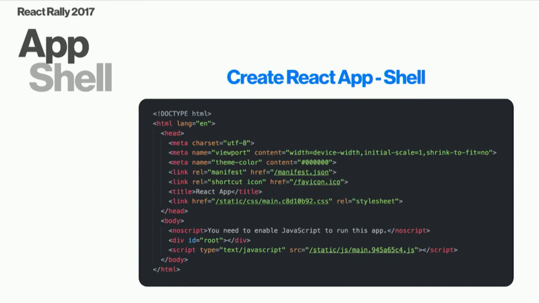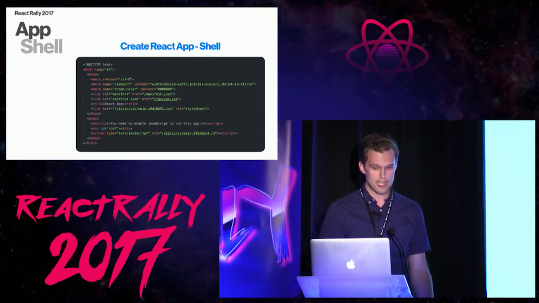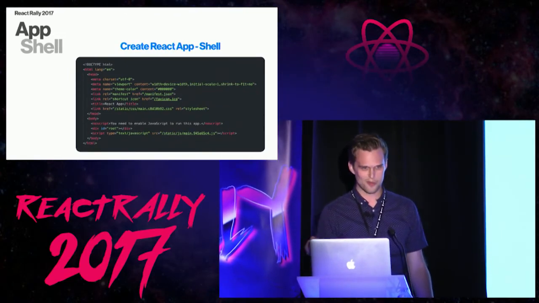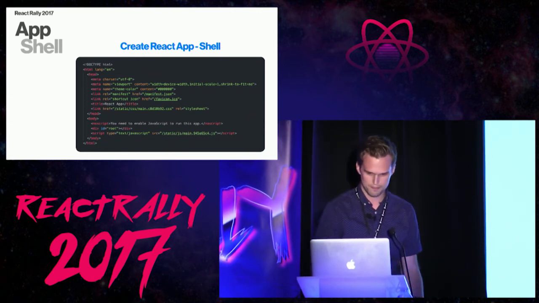Create React App by default has service workers installed for production mode, and it's using service worker precache. And so for the demo that I'm going to show later, we're actually going to use Create React App to show an offline app. It's kind of cool.